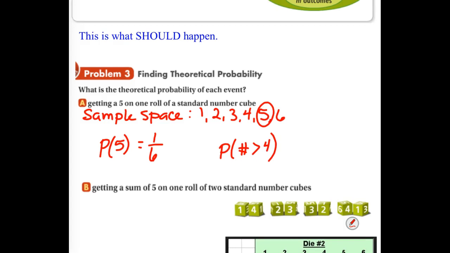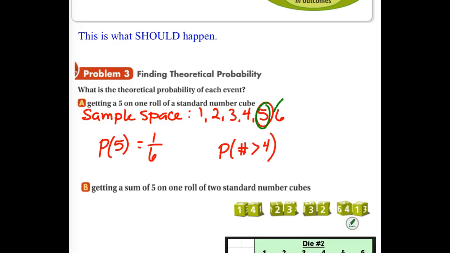What is the probability of getting a number greater than 4? Now which ones work? What can I roll that would get me a number greater than 4? 5 or 6. So I have now 2 outcomes out of the 6 possible ones. So I have a 2 out of 6 chance, or 1/3 chance of getting a number greater than 4. Does that make sense? All right.